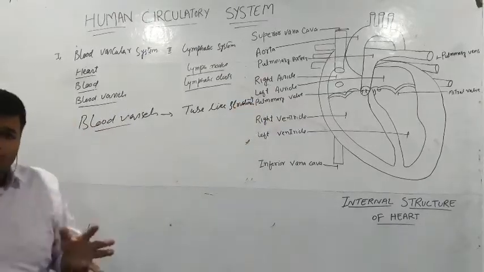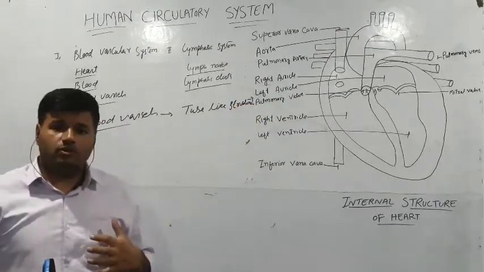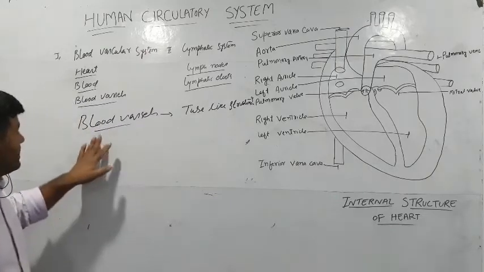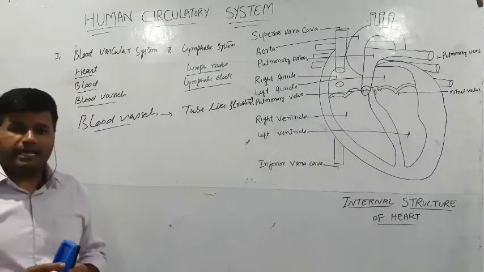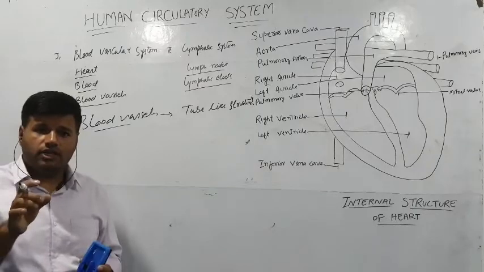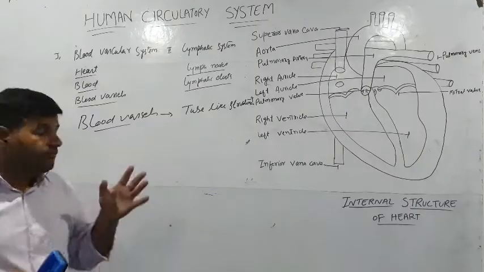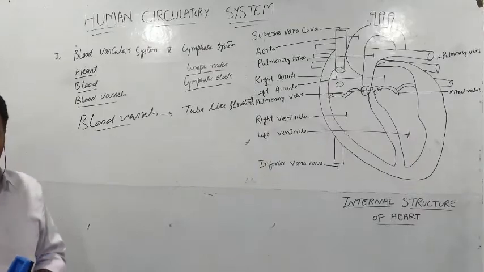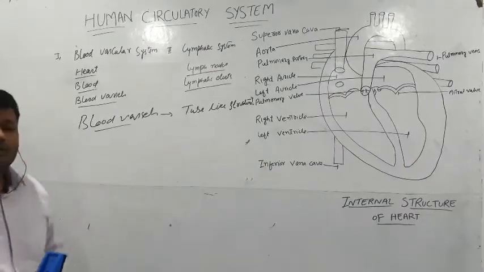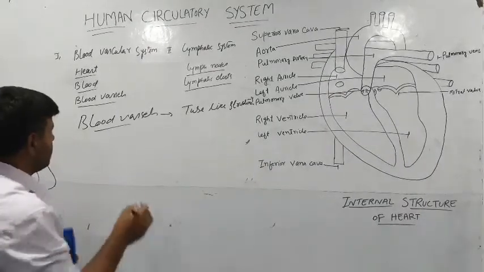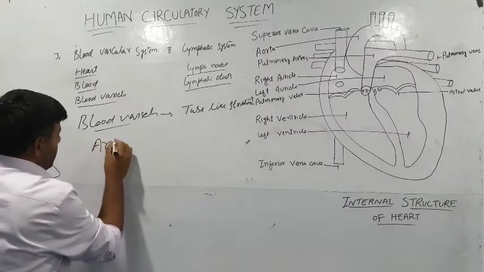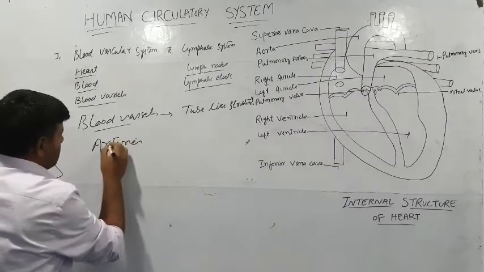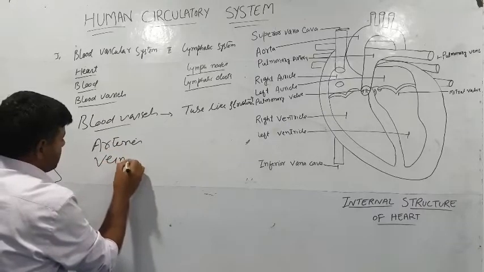Blood vessels are the tube-like structures which are present throughout our body. These tube-like structures are responsible for carrying the nutrients and other essential elements which are present in our blood. These blood vessels are primarily of two types in our body. We have arteries and we have veins.